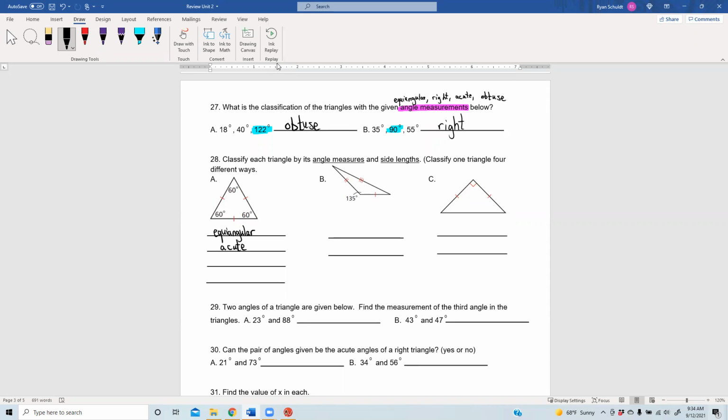Now let's do the angles on B. I see this 135-degree angle. That means this one is obtuse. And then for C, I see a right angle right here. That means this one is a right triangle.